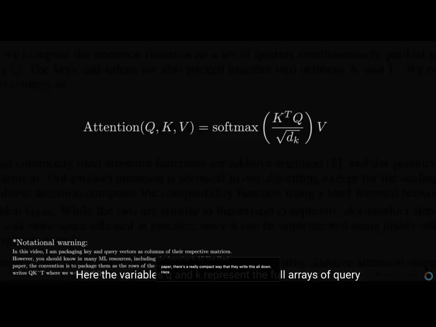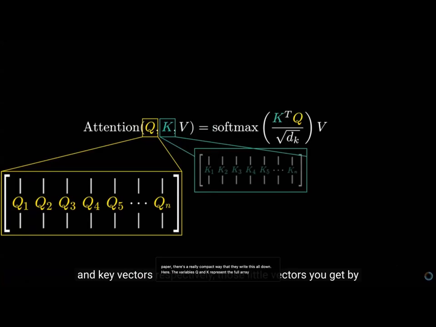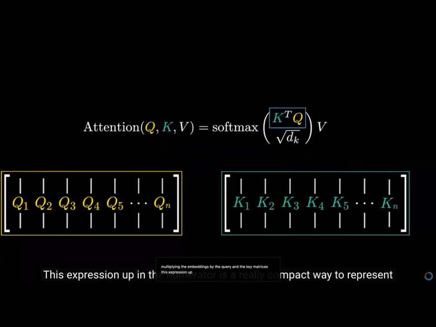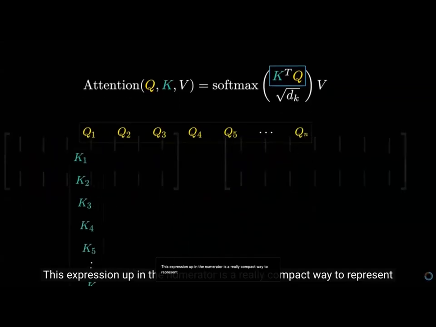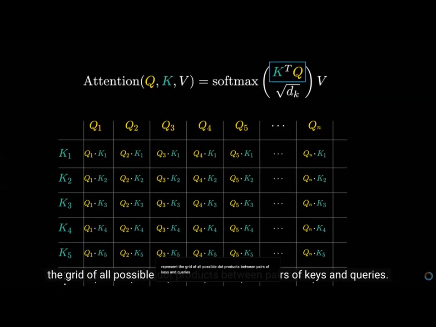Variables Q and K represent the full arrays of query and key vectors, respectively, those little vectors you get by multiplying the embeddings by the query and the key matrices. This expression up in the numerator is a really compact way to represent the grid of all possible dot products between pairs of keys and queries.